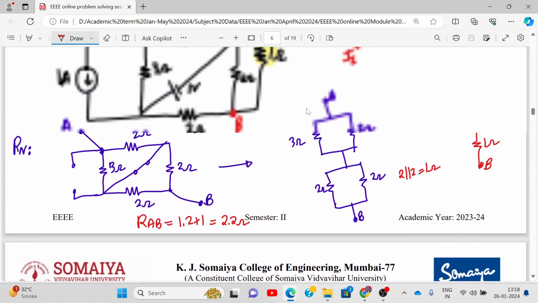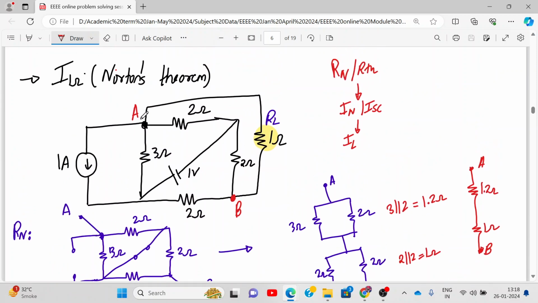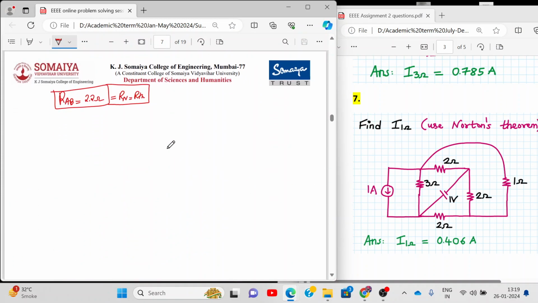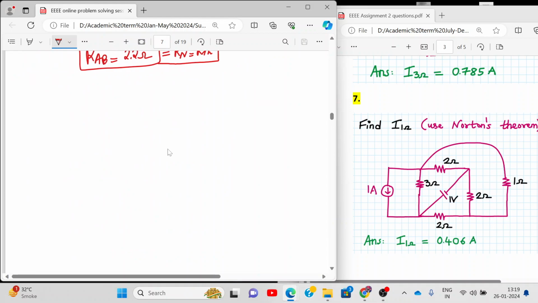Everyone ready for the next part? So the next part, for finding the value of Norton's current, you need to draw the circuit again, remove RL, and connect A and B with a wire, short circuit A and B. Okay, so let us do that now. So I'll draw it over here. We are finding IN, Norton's current. This is 1 ampere. Okay, this is 3 ohm. That will be 1 volt voltage source.